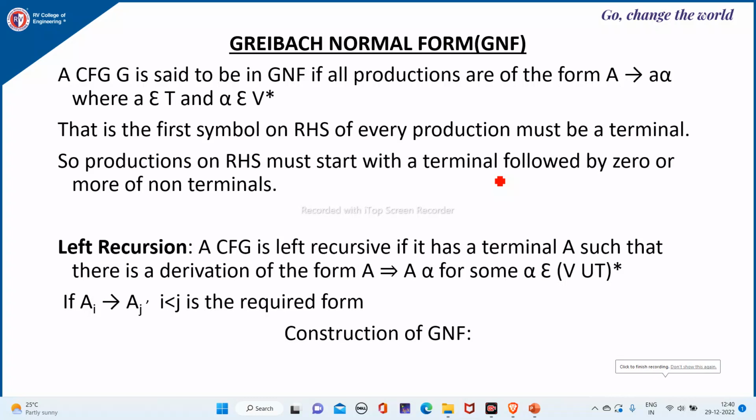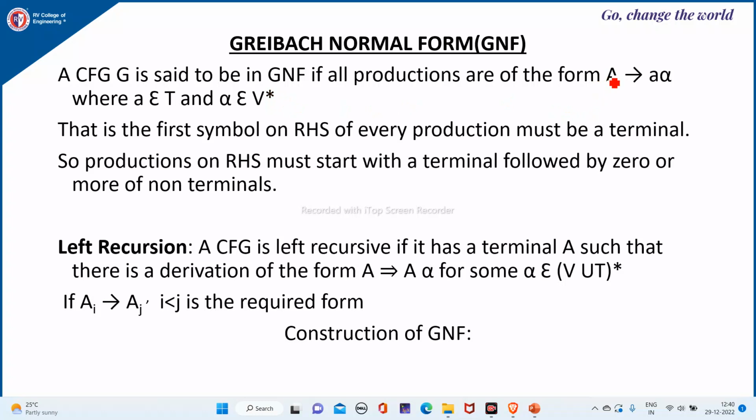In my last video, we saw the first normal form, which is CNF, and now we're going to see what is called the Greibach normal form, or GNF. We have already seen the definition. A CFG G is said to be in GNF if all the productions are of the form A derives a alpha, where a belongs to T and alpha belongs to V star.